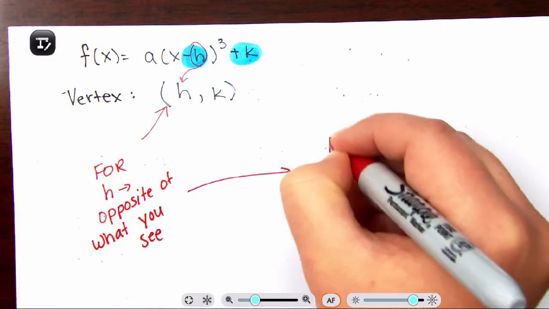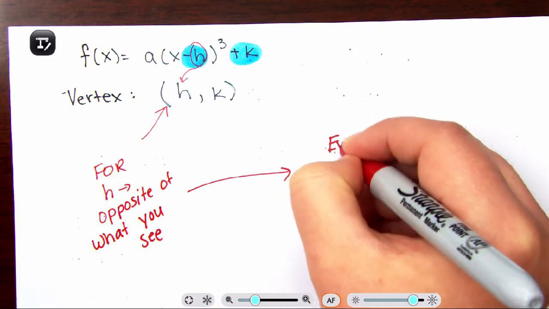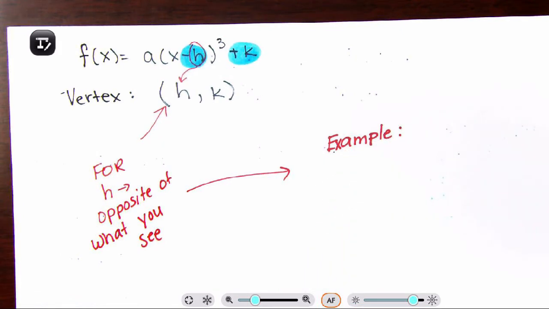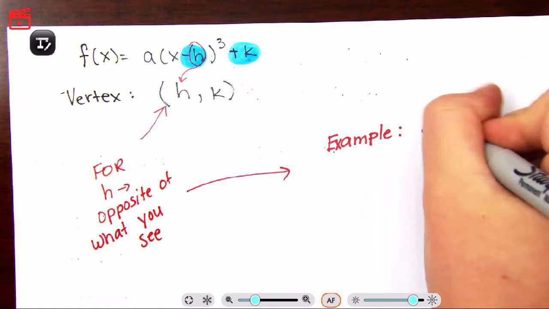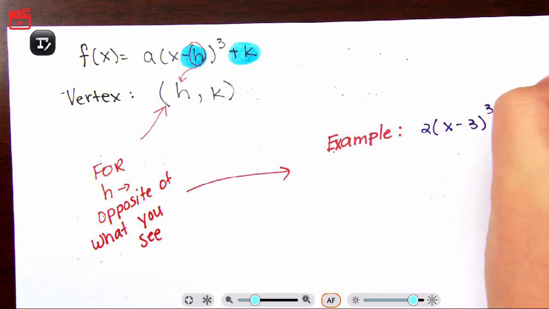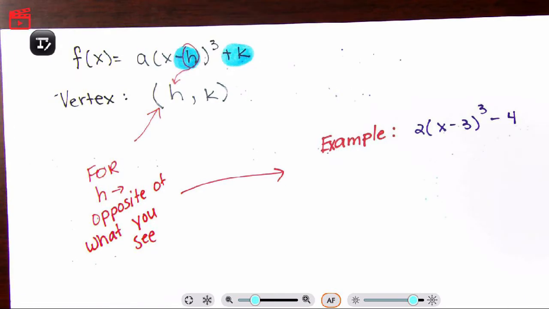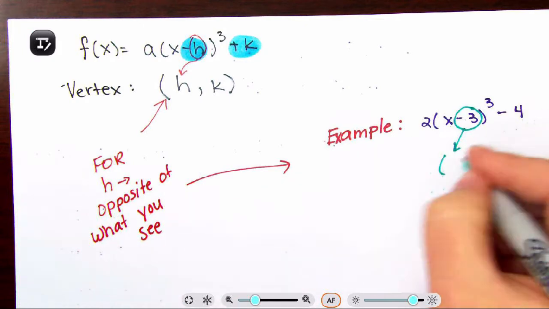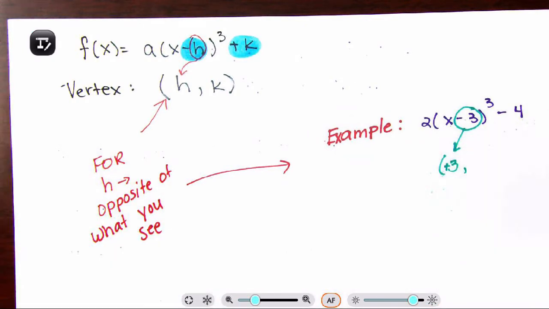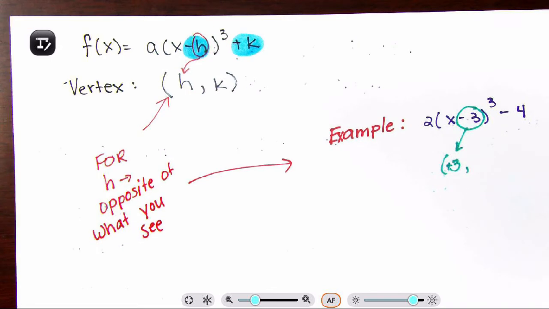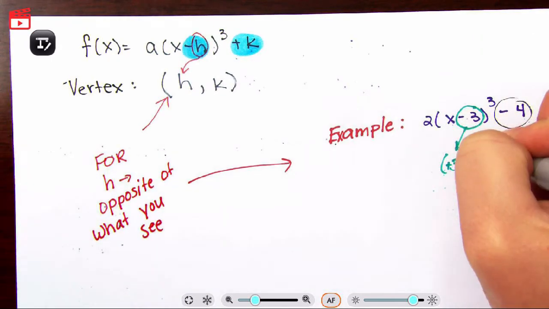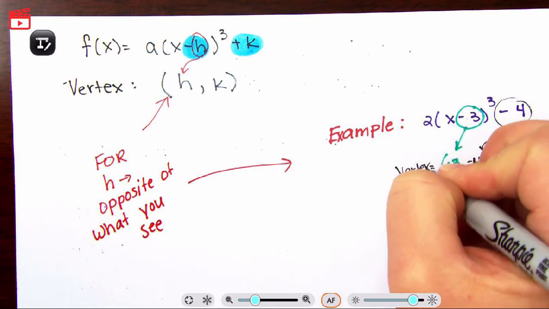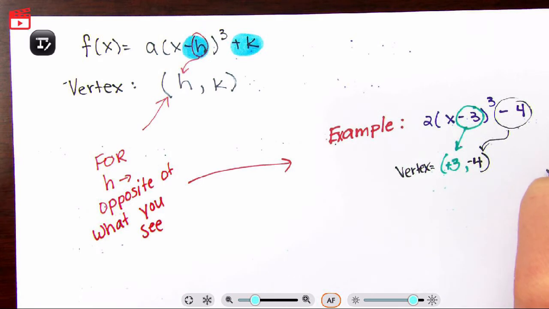Let's do some examples. All right, let's do some examples. So let's say we have 2 comma x minus 3 cubed minus 4. I have a minus 3 here, so that means I'm going to choose the opposite. So I have a positive 3. I have a minus 4 outside the bubble. So if it's outside the bubble, it remains the same, which is minus 4, and that's going to be your vertex.